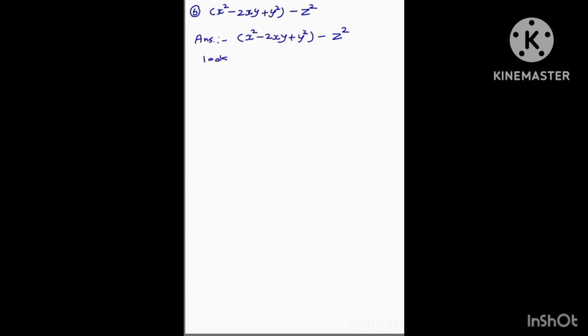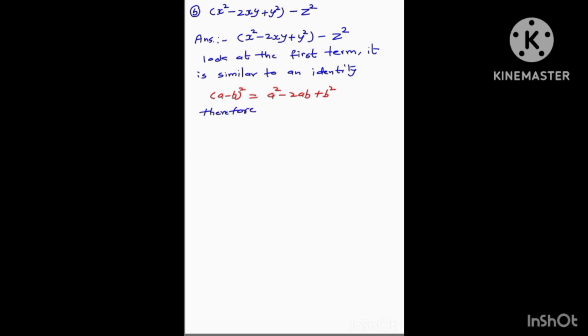If you observe the first part of this, x² − 2xy + y² is similar to an identity. Which identity? This is a very important identity, read the comment there. (a − b)² is equal to a² − 2ab + b². So use this. Now it is very simple. This is equal to (x − y)².